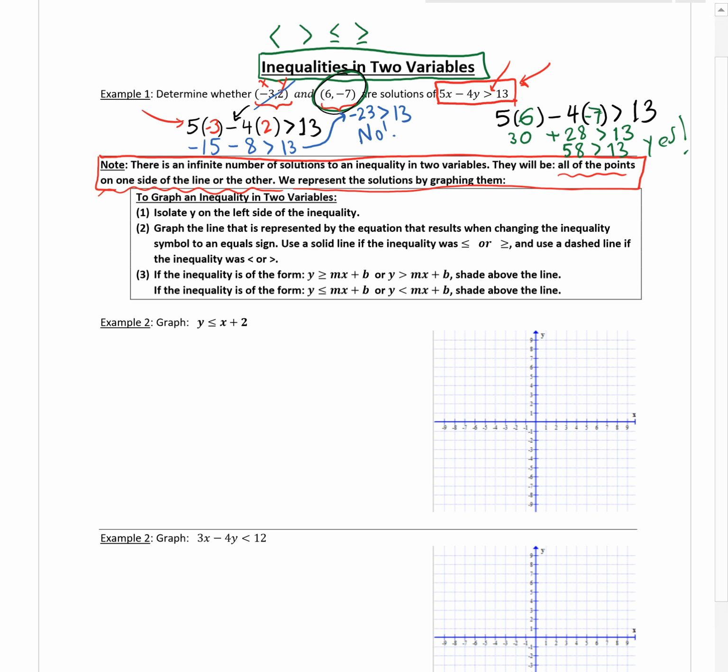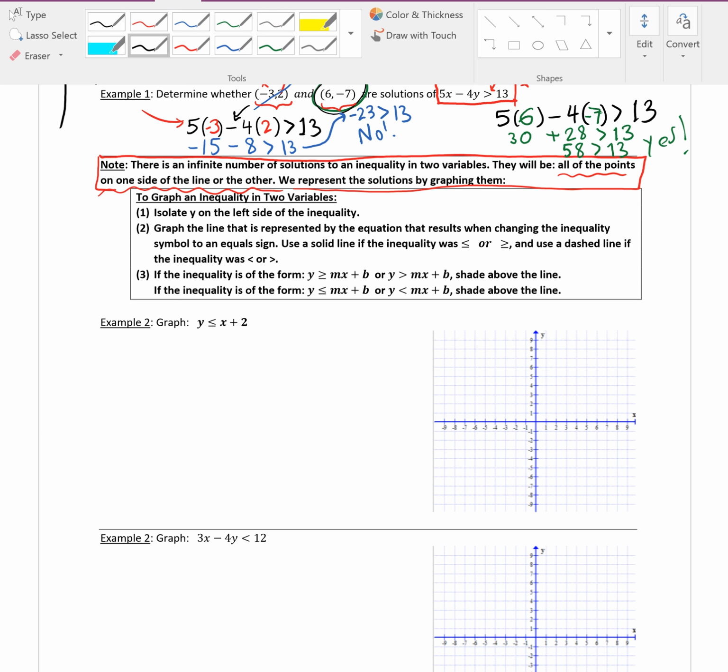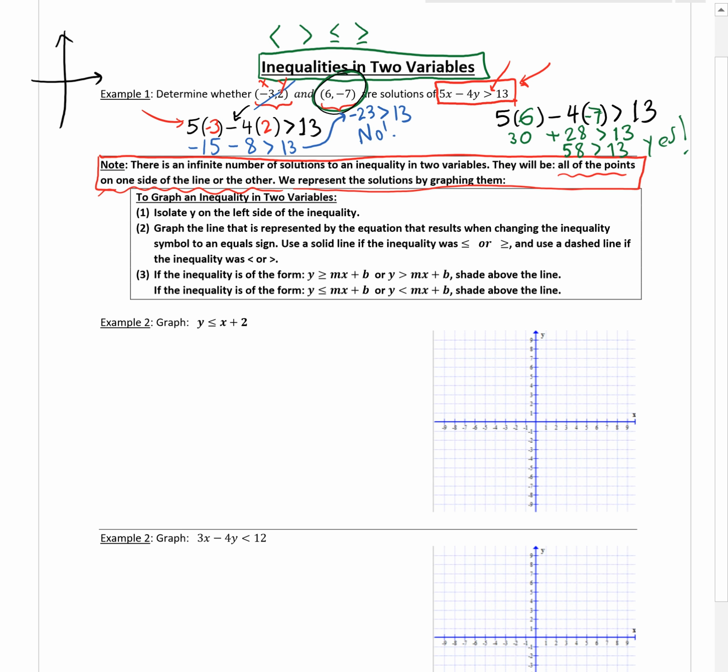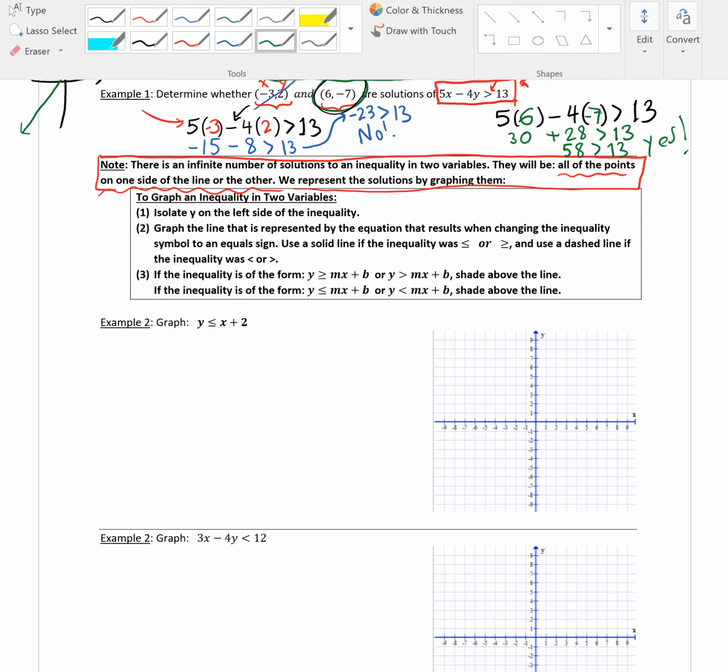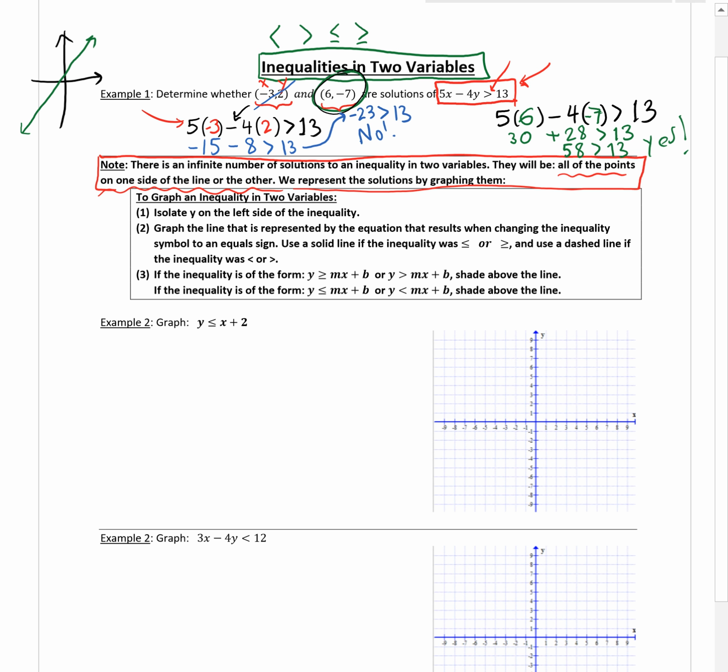So thinking way back to when we graphed lines, let's pretend I was given an equation of a line over here on the left side, and I graphed it, and let's say it looks like this. I'm just making it up. Remember, the reason that we graphed lines is to say, look at all those points on that line. There are infinitely many of them. So every single ordered pair on that line is a solution to the equation of the line.